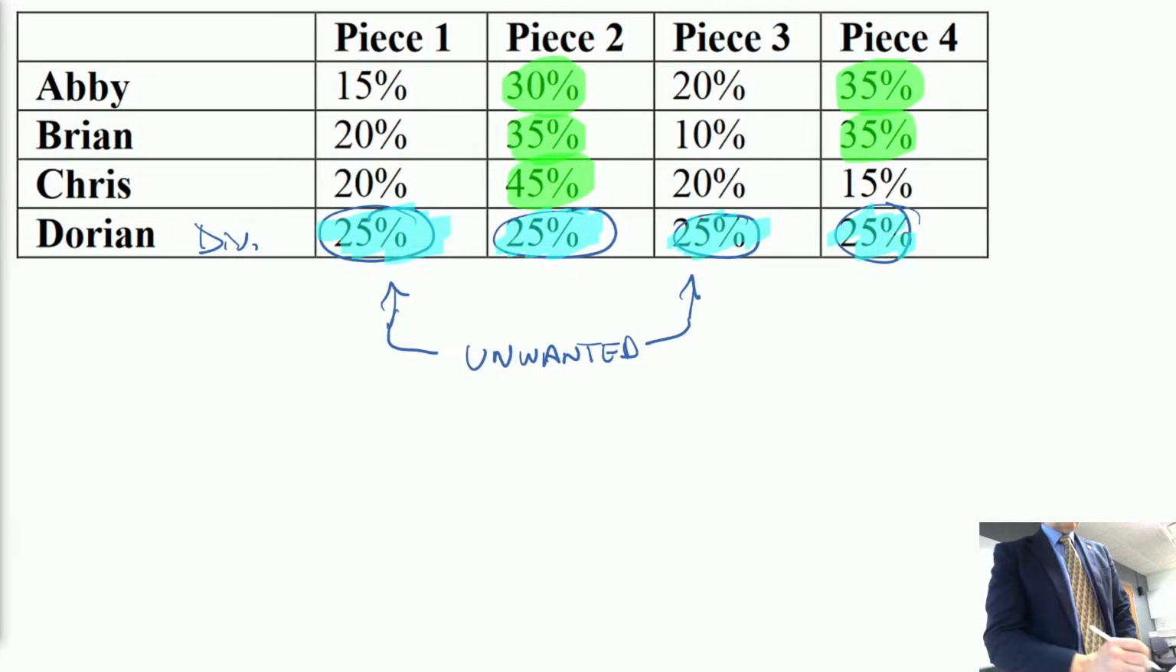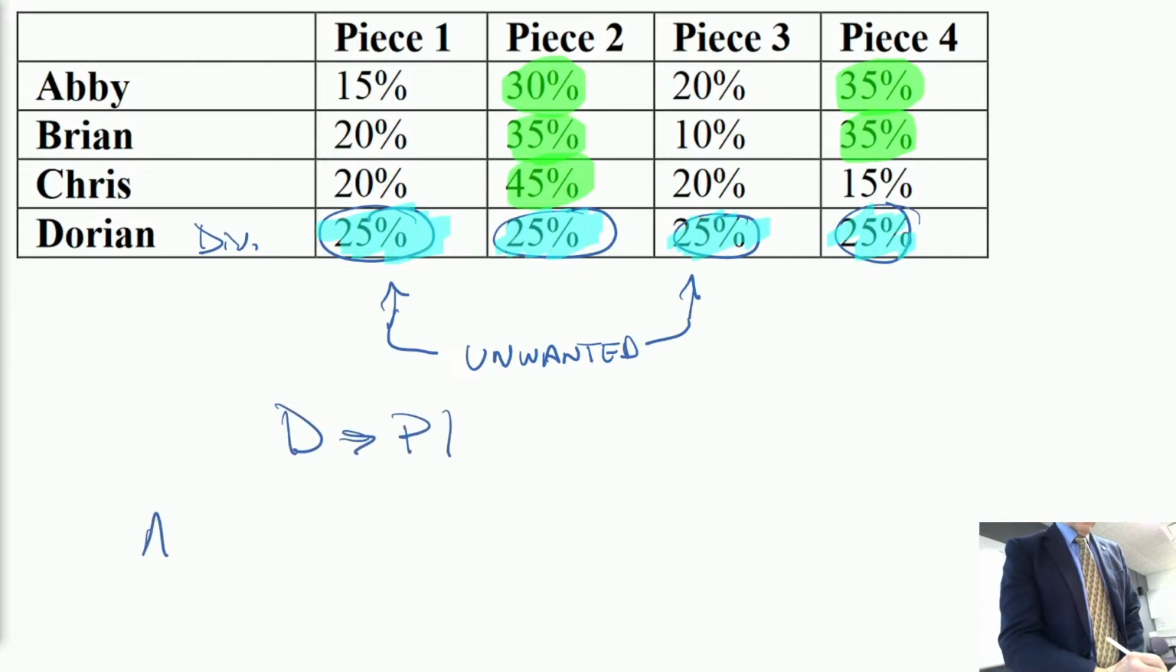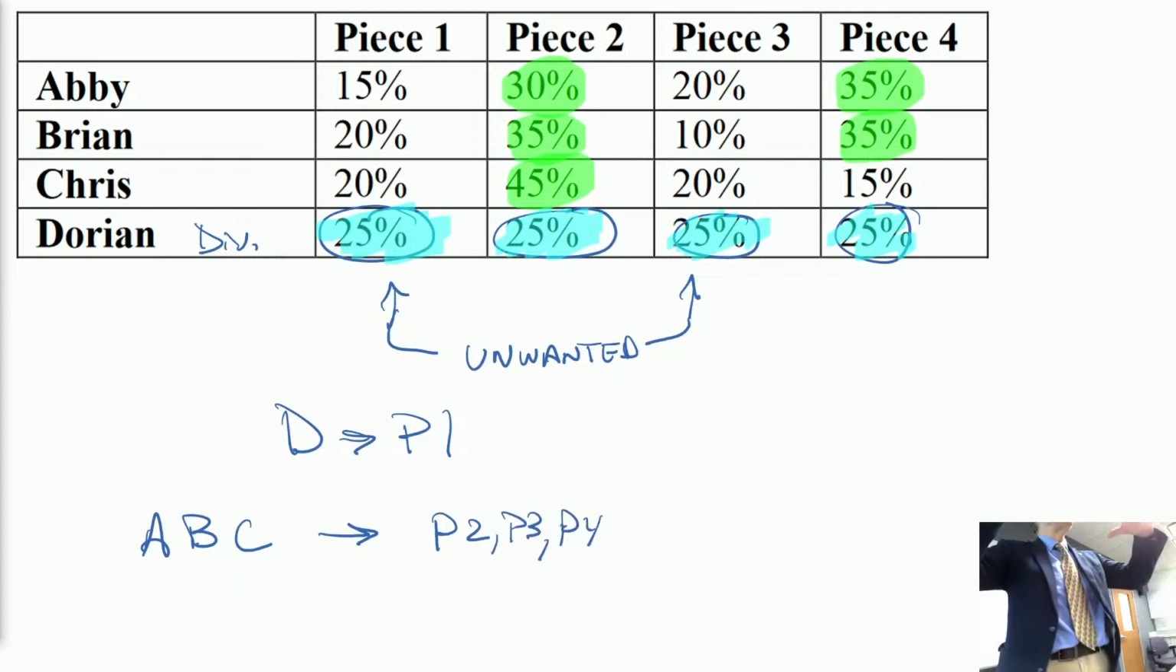So Dorian gets piece 1, and then Abby, Brian, and Chris, they're going to put together piece 2, piece 3, and piece 4 into a new sort of whole. So it's as if you've taken the cake that was cut. Maybe it wasn't really cut. Maybe they just put a line on the top of the cake to say, here's where we're going to cut it. Whatever. And then take the stuff that Dorian didn't take and divide it up again.